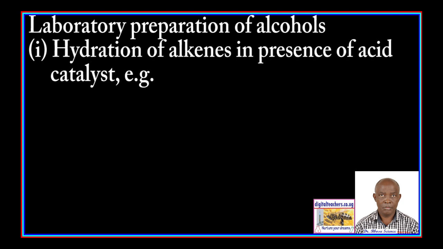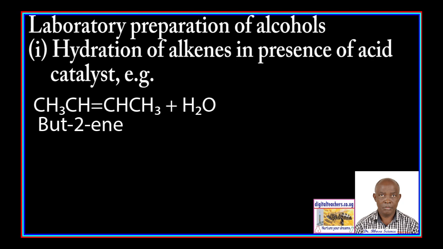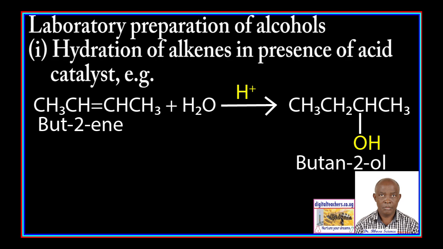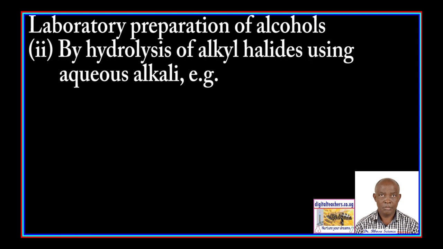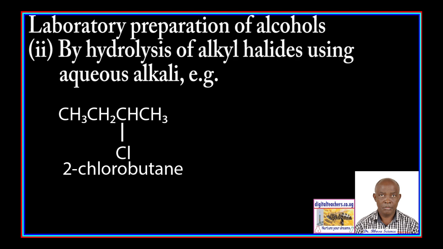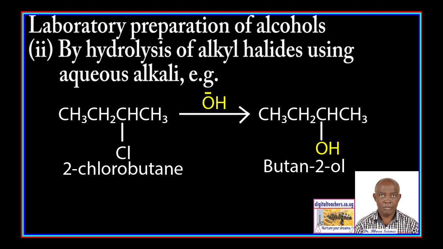1. By hydration of alkenes in the presence of an acid as a catalyst. For example, but-2-ene plus water, in the presence of an acid, you get butan-2-ol. 2. By hydrolysis of alkyl halides using aqueous alkalis. For example, 2-chlorobutane reacts with sodium hydroxide to form butan-2-ol.